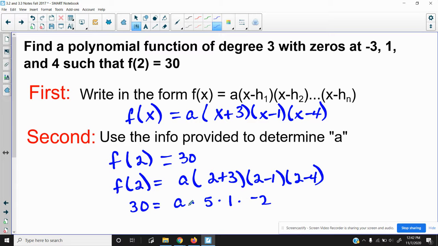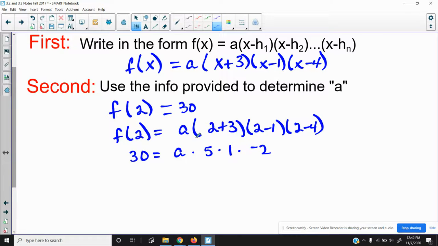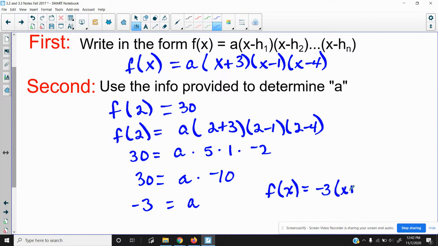Or I could say that 30 is equal to a times negative 10. In other words, a is equal to negative 3. So my equation that I'm looking for is f of x equals negative 3 times x plus 3 times x minus 1 times x minus 4. And again, you can multiply that all out if you want, but you don't need to.